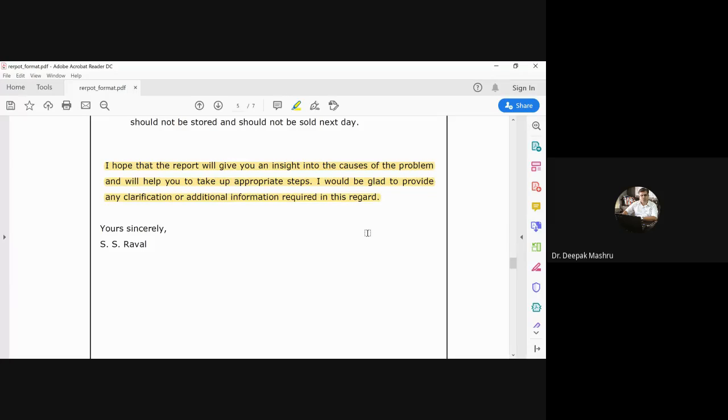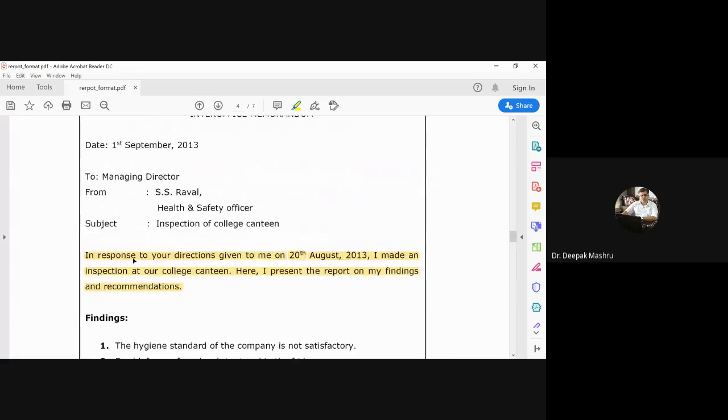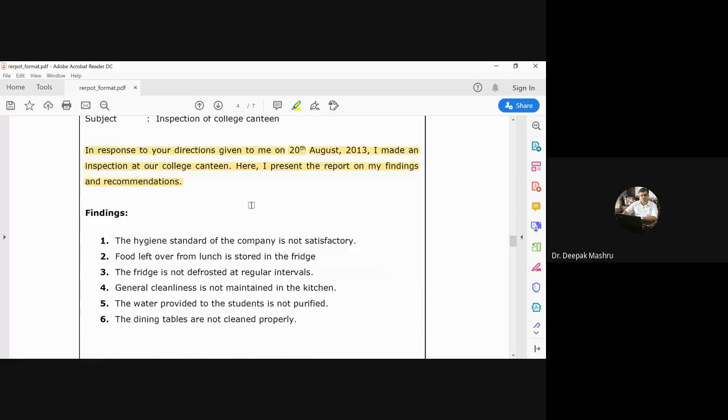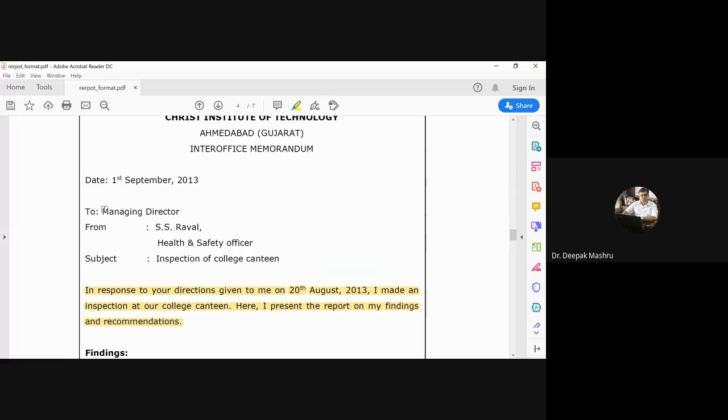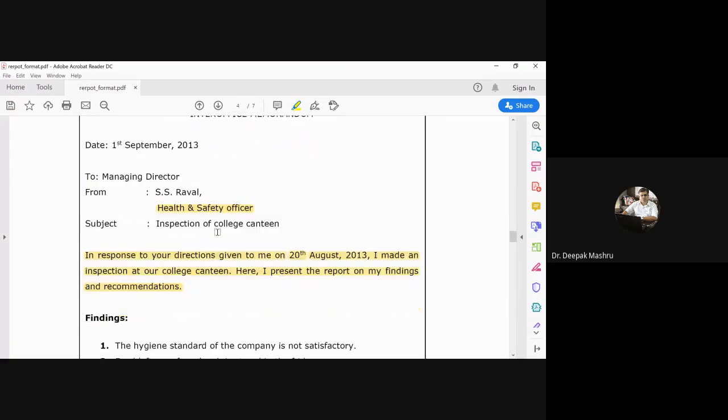I hope that the report will give you an insight. The same thing that we wrote in the letter format will go the same in the memo format too. Yours sincerely, SS Rawal. Now we will not write his designation separately here because we have already mentioned his designation, health and safety officer. If you wish to write a name, to Mr. A.K. Srivastav, Managing Director, you can write like this. It is preferred that you don't leave another line. Health and safety officer should be written here after Mr. SS Rawal, comma, and the designation.